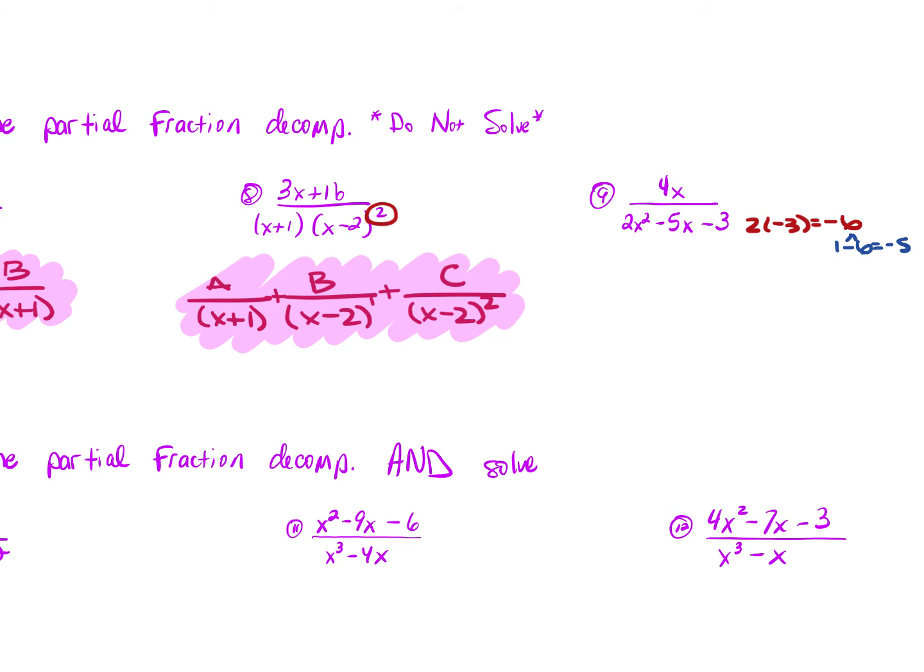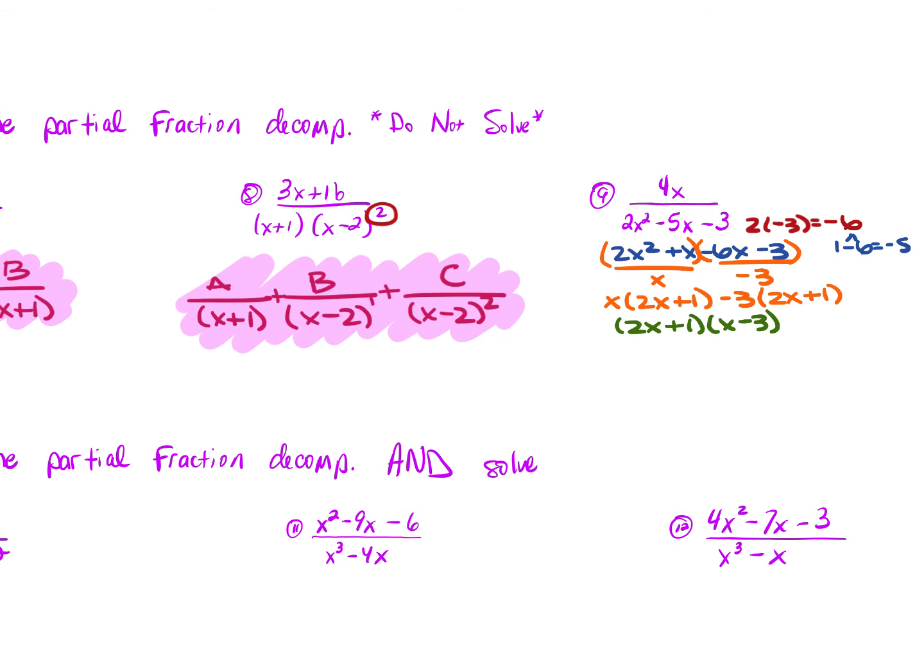So this is going to be rewritten as 2x squared plus x minus 6x minus 3. We're going to factor by grouping. Factor out an x from the first, factor out a negative 3 from the second. This gives us x times 2x plus 1 minus 3 times 2x plus 1. This is going to also be rewritten as 2x plus 1 times x minus 3. So we're going to set both of these as denominators.